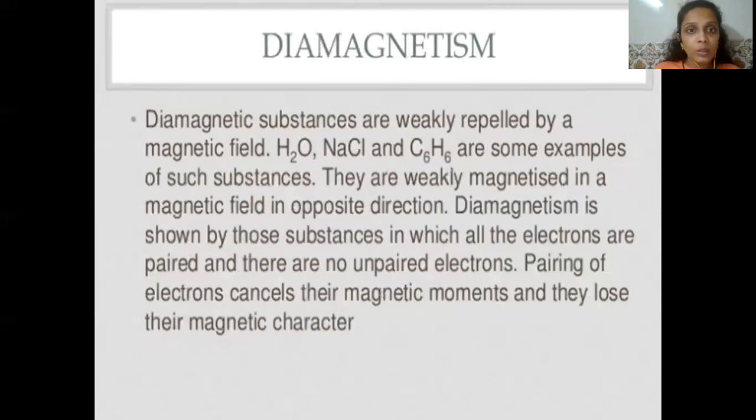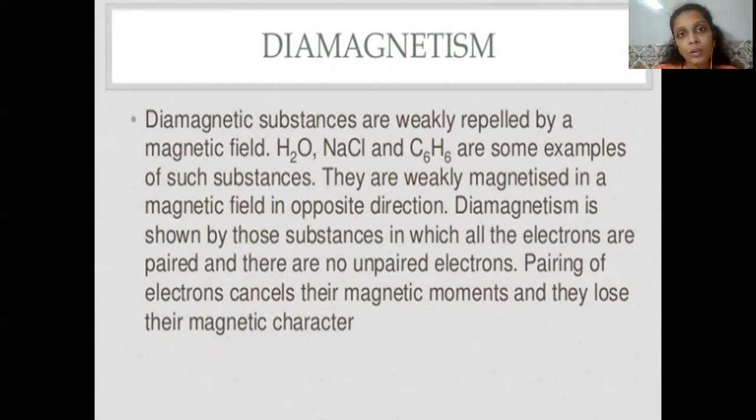आगे we'll talk about diamagnetic substances. In the case of diamagnetic substances, if we keep them in a magnetic field, they repel the magnetic field. The reason for repelling the magnetic field is simple: they are all paired.